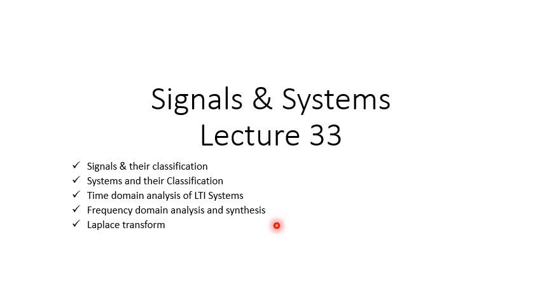In this lecture, we are going to summarize the course which we have studied up to now. So to summarize, we can say we have these topics covered in this course. We have talked about the signals, and then we talked about their classification. The next topic was systems and their classification, or we can also say systems and the properties of the system.